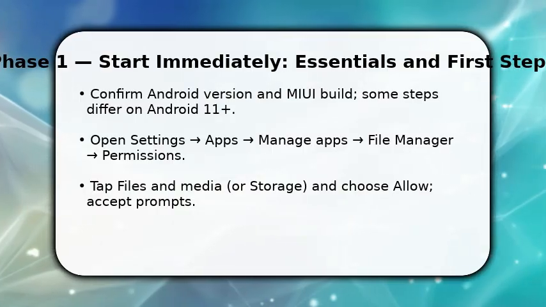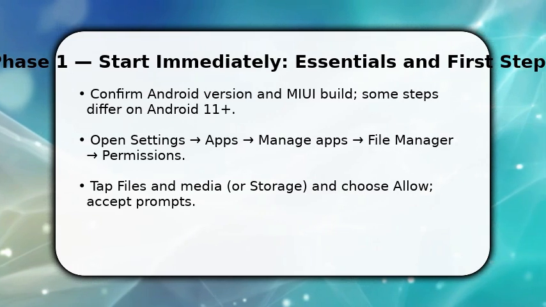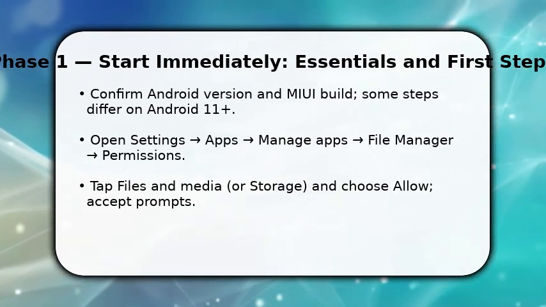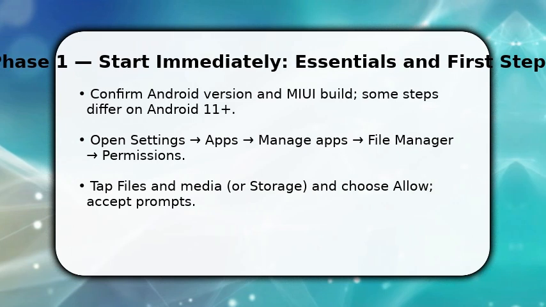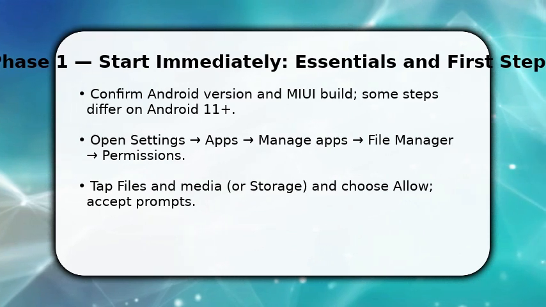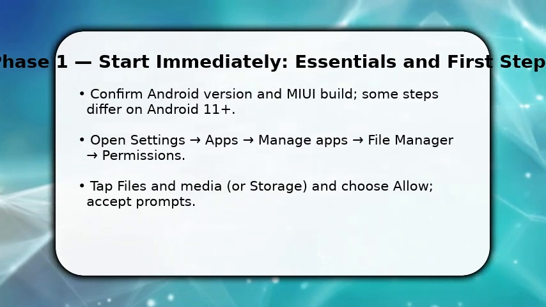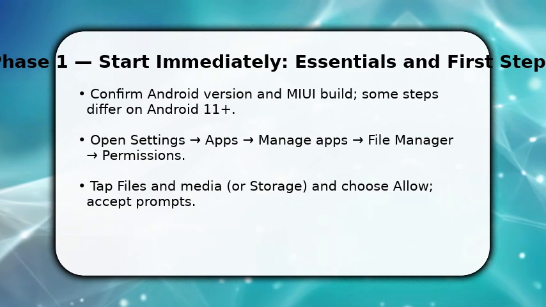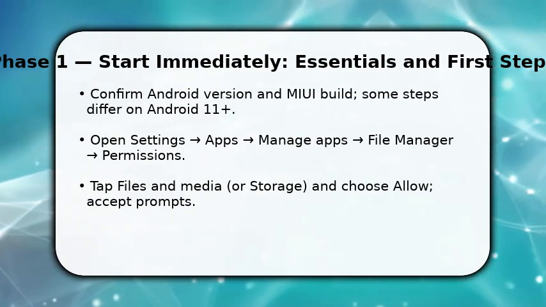You begin with 2 checks. Confirm your Android version and that File Manager is the Xiaomi app you want to authorize. Once that's done, open Settings, go to Apps, then Manage Apps and find File Manager. Tap Permissions, then Files and Media or Storage. Choose Allow when prompted. This gives the app access to your files.